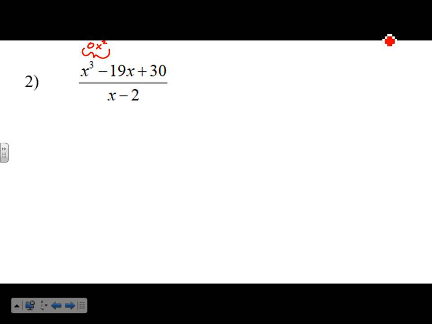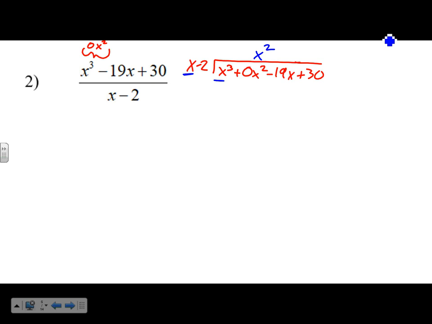Let's write this over here, probably have some more room. x minus 2 out here. And then inside our little division sign, we have x to the third plus 0x squared minus 19x plus 30. We need that 0 in there. If you forget, it's going to mess things up. So now we do the same thing we've been doing. What do I multiply by this x to get x to the third? Well, I multiply by x squared.